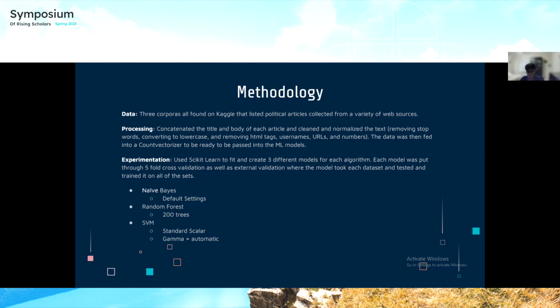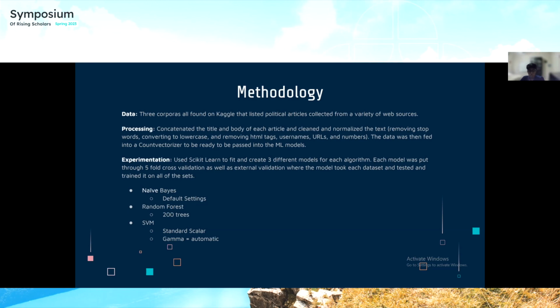In terms of experimentation, we used what is known as the scikit-learn library in order to create these 3 different machine learning algorithms in our code. And each model was passed into 2 types of validation. First is 5-fold cross-validation, which essentially takes one data set, divides it into 5 parts, and trains and tests it on each of those parts. The other term is known as external validation, which uses more than one data set. Here, each model is taken and trained and tested on all 3 of the data sets.